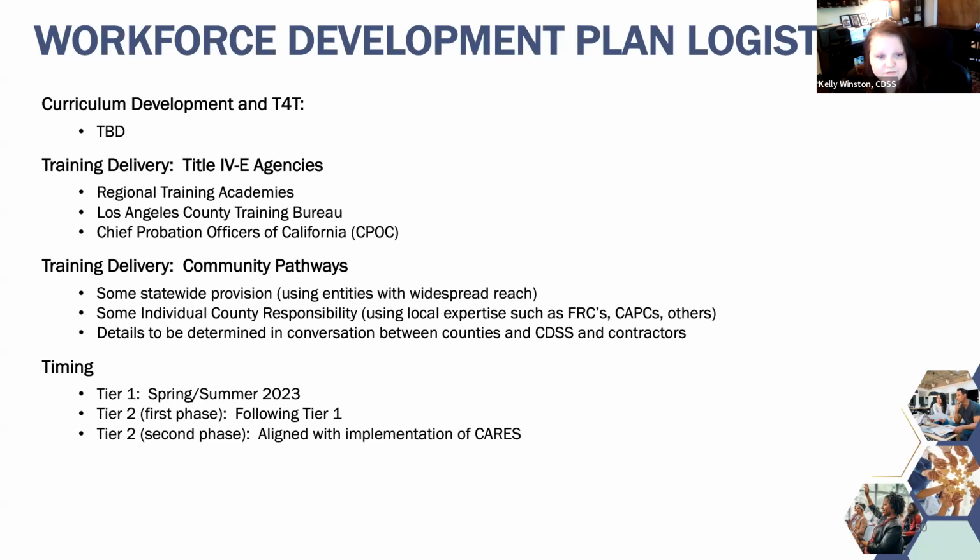So tier 2, that first phase, will be following the completion of tier 1, and then the second phase will be aligned more with the implementation of CARES. Some of these dates are our best guesses at this point, and some of them may be a little optimistic, but we want to time them in such a way that we're delivering training in a way that makes sense, so that your staff aren't getting it too early, and so that they're also timed with the rollout of the system so that we can actually begin delivery of the EBPs.